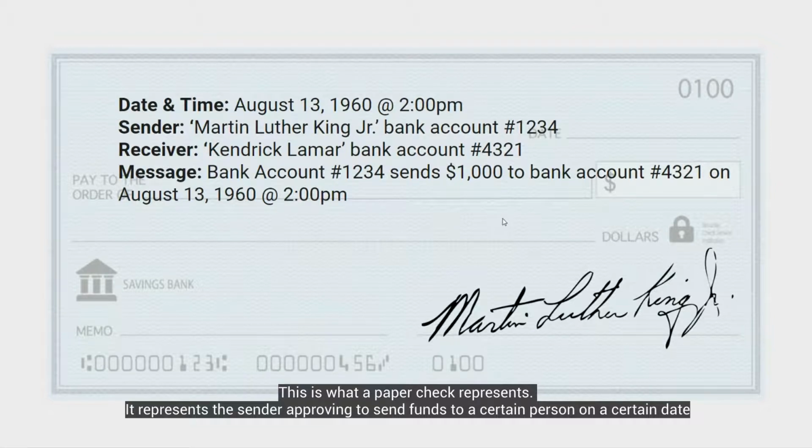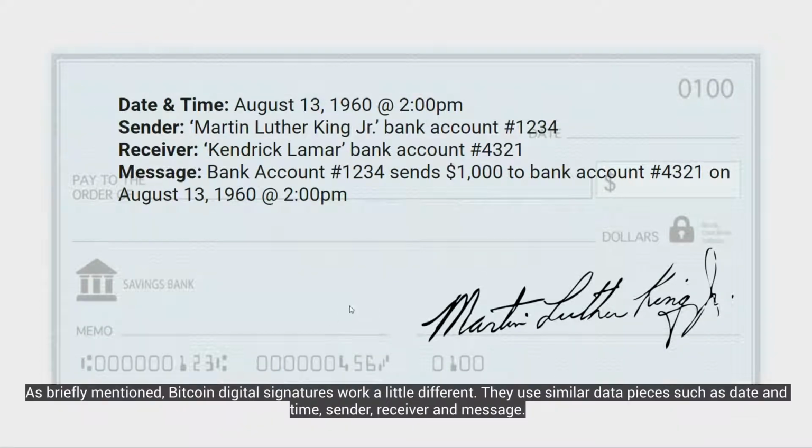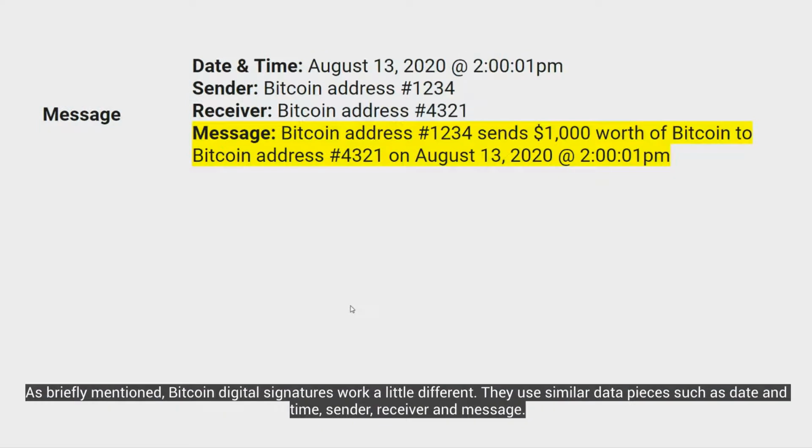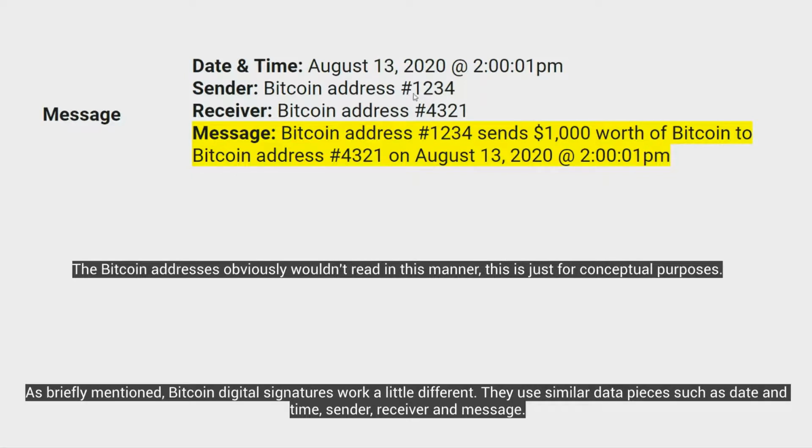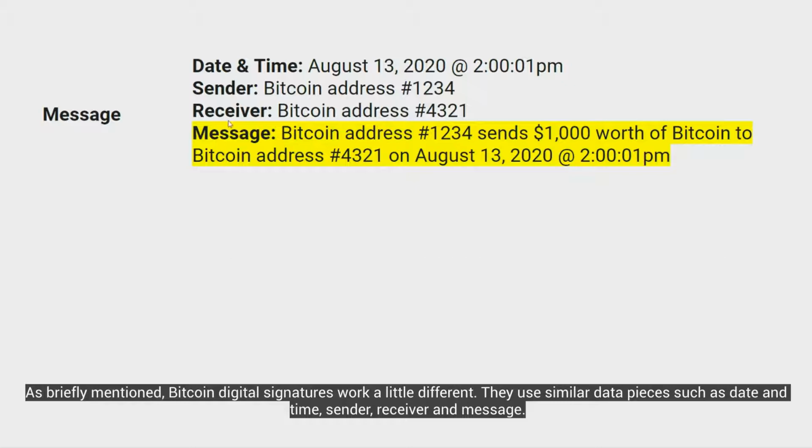So this is what a paper check that we use represents. It represents the sender verifying to send the funds to a certain person on a certain date. Now, Bitcoin digital signatures work a little different, as I already said. We would use the same data pieces, right? So same date and time. Sender would be Bitcoin address number 1234. And obviously the address wouldn't really read like this, but again, this is just for conceptual purposes. Receiver, Bitcoin address number 4321.